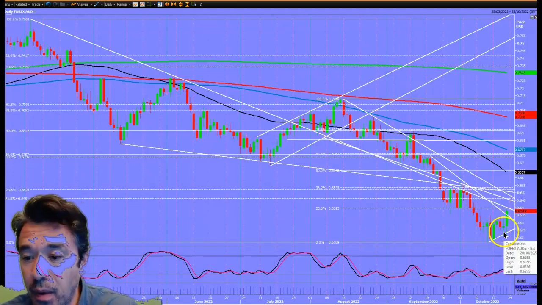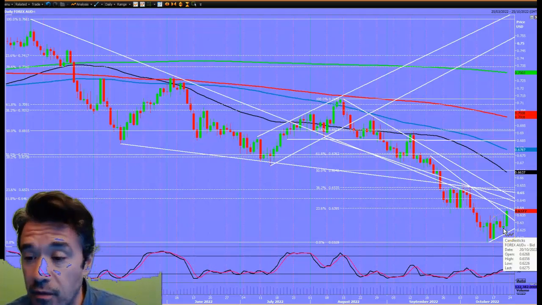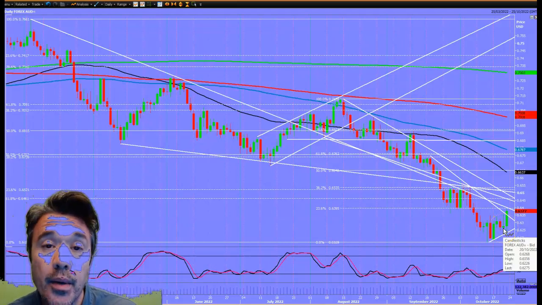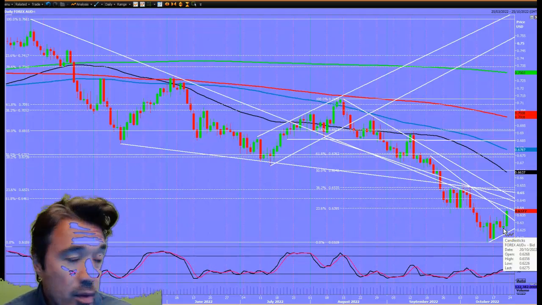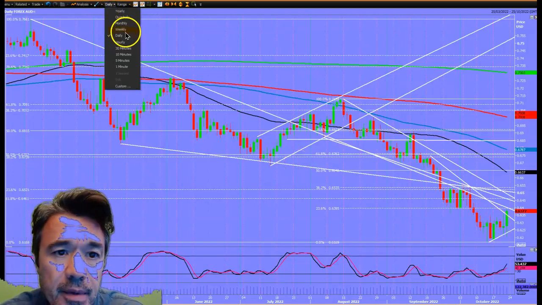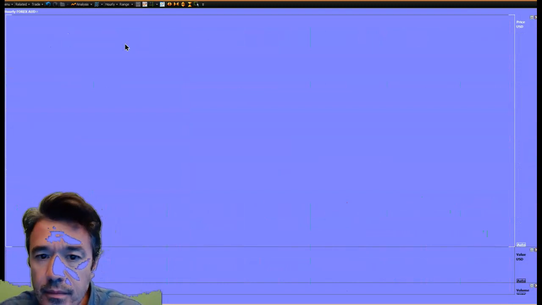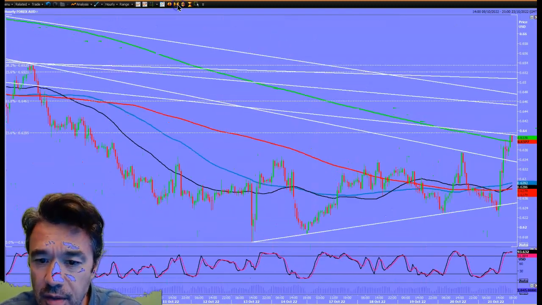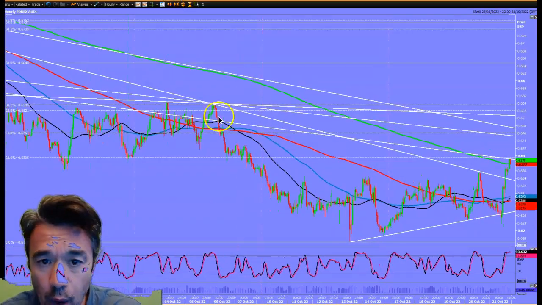So by Thursday, I was just so confused. I didn't know what the hell was going on. We weren't going anywhere. It was obvious we were moving sideways. This actually, if I can show you on the hourly chart, yeah, let's go to the hourly. So we had what is a triangle pattern. That was what I was focused on.